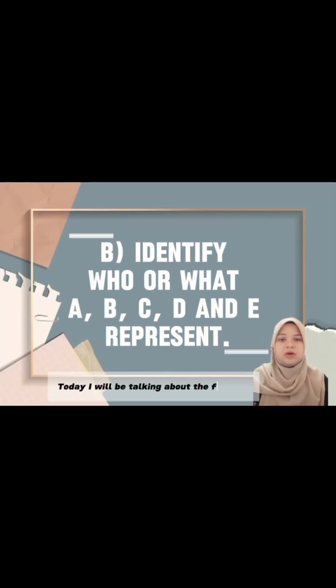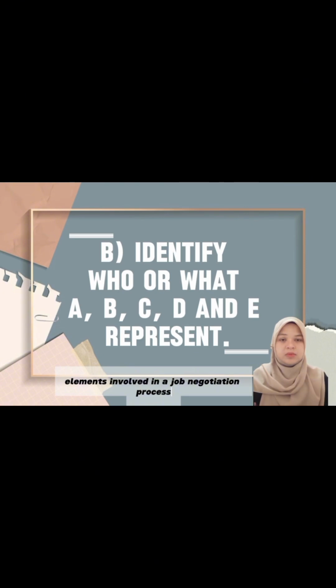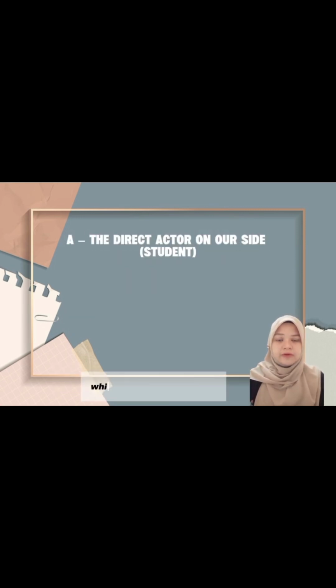Today, I will be talking about the 5 key elements involved in a job negotiation process, especially from the perspective of a student entering the workforce. These elements are represented by the labels A to E. Let's dive in. First, we have A, the direct actor on our side, which refers to the student.